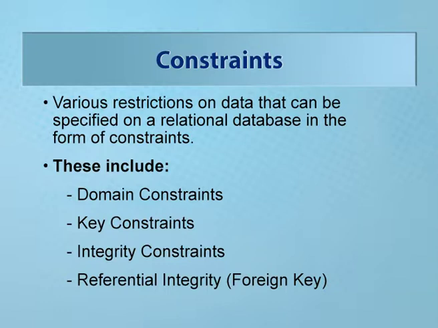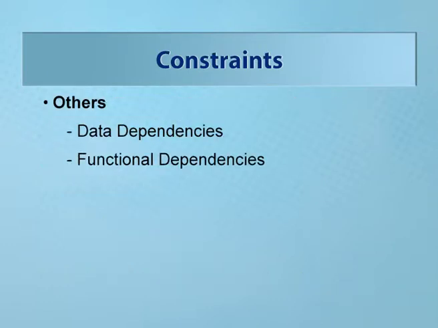Under these particular restrictions there are several categories which we can discuss one by one. First is the domain constraint, then key constraints, integrity constraints, referential integrity, that is a foreign key, and then there are other forms, the data dependencies and the functional dependencies. So, these are the various categories wherein we can induce the different constraints or restrictions into the database. Let us start with the domain constraints.